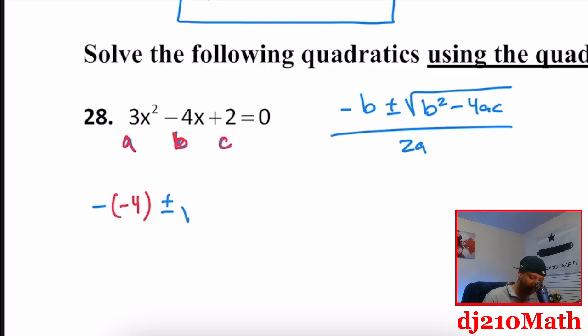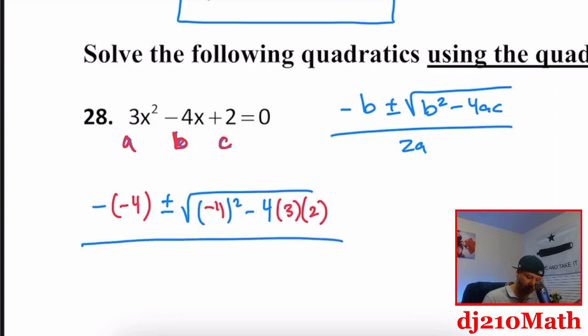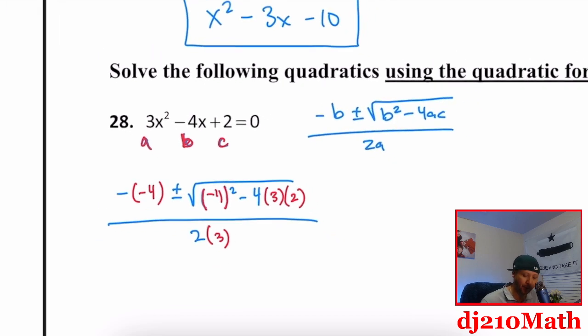Plus or minus square root of -4 squared minus 4a, which is 3, c, which is 2, all over 2a. Right, notice everything in red came from the equation, and everything in blue came from the quadratic formula. We just plugged in the appropriate values.